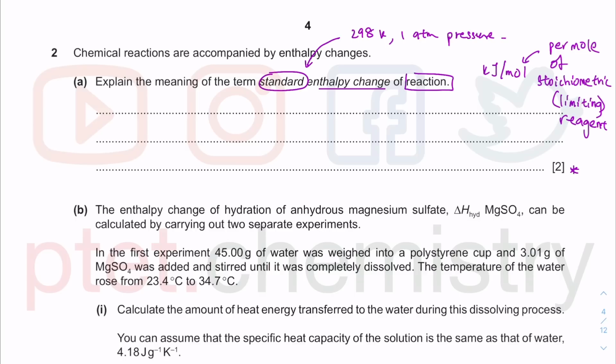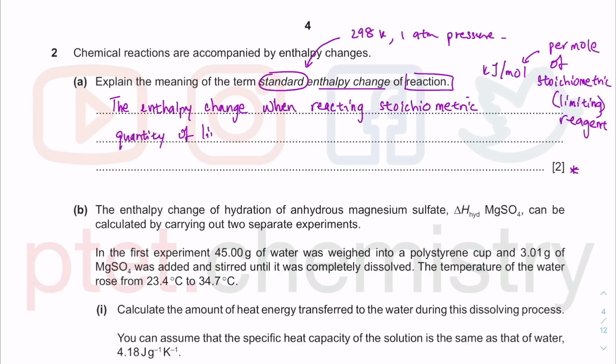So what can we say here? So it is the enthalpy change when reacting stoichiometric quantity. So there could be more than 1 definition for this, really. I'm just talking about per mole of what, right? When reacting stoichiometric quantity of limiting reactant or limiting reagent, the one that is completely used up, under standard conditions.